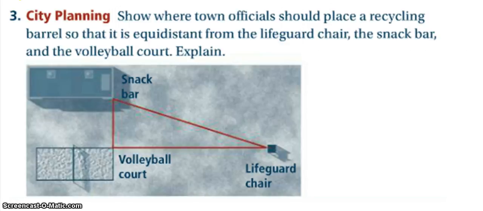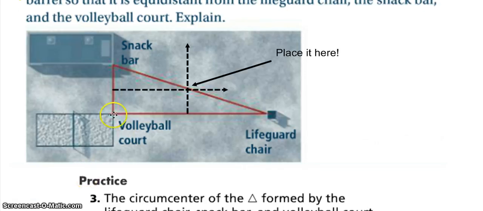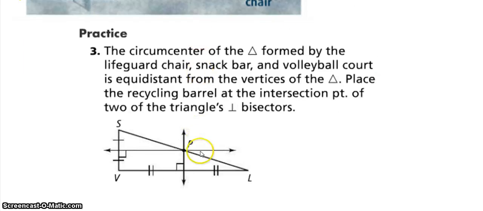So go ahead and try number 3 on your own. We want to find a place to put our recycling bin so it's equidistant from the snack bar, volleyball court, and the lifeguard chair. And again, what you can see here is it looks like a right triangle, so we can assume that it will probably be on the hypotenuse or very, very close to that if this is not quite a right triangle. We can find the midpoint between the volleyball and the lifeguard chair and draw that perpendicular bisector. We can find the midpoint between the snack bar and the volleyball court, draw that perpendicular bisector, and we find our circumcenter, so that is where we should place the recycling bin. If you want to see it not on the image, there is just the shapes.